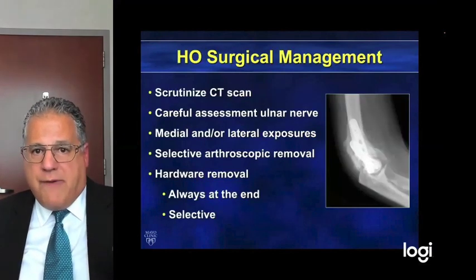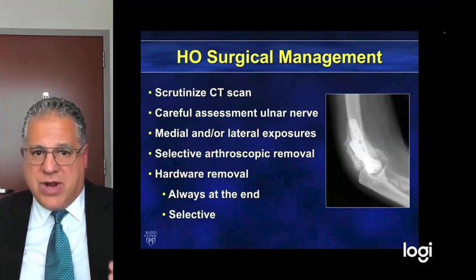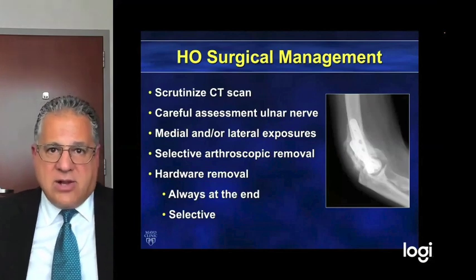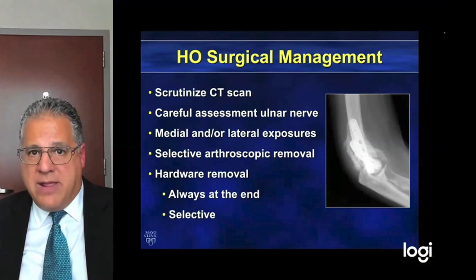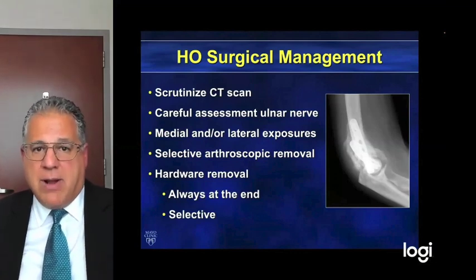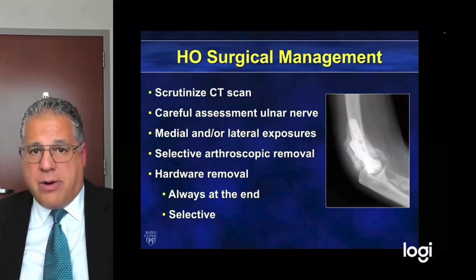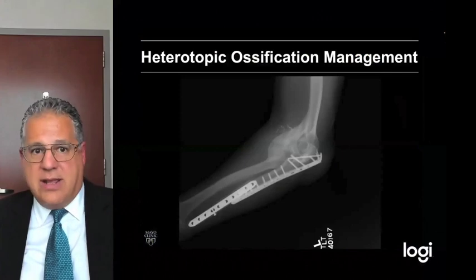So when you're going to remove HO surgically in the stiff elbow after trauma, it is essential to scrutinize the CT scan, carefully assess the location and condition of the ulnar nerve, and oftentimes I will combine medial and lateral exposures. Selectively, some people consider arthroscopic removal, and again, if there is retained hardware, it does not always have to come back out, and if it does, always in the end.